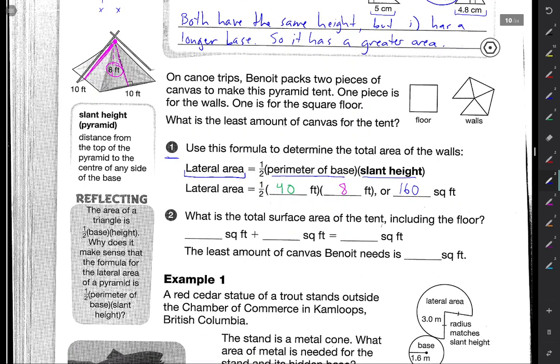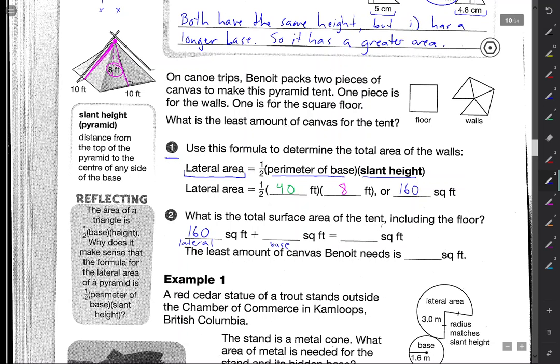Now let's look at what the total surface area of the tent is, including the floor. So we just found what the walls are, or the lateral area, so 160, but we also need to add the area of the base to that. So I'm just going to put here that this is the lateral area. And now we need to find the area of the base.